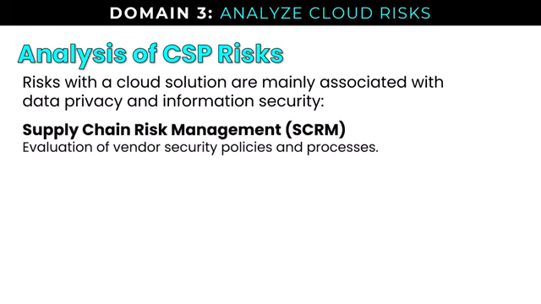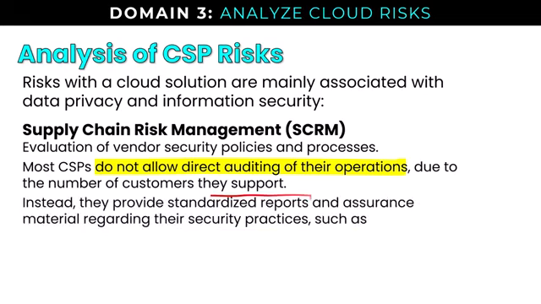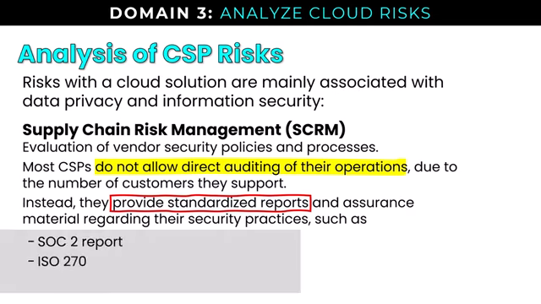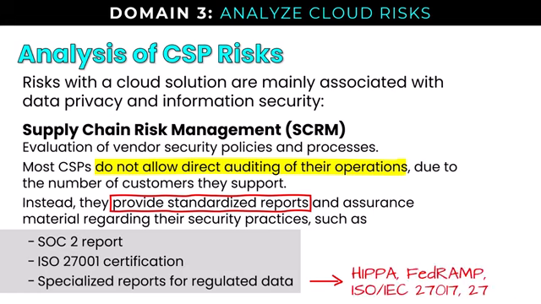Supply chain risk management, so evaluating vendor security policies and processes. Now, most CSPs don't allow direct auditing of their operations, due in part to the sheer number of customers they support. Instead, they provide standardized reports and assurance material regarding their security practices, such as a SOC 2 report, ISO 27001 certification, and specialized reports for regulated data, like HIPAA, FedRAMP, and ISO IEC 27017 and 18. And you saw exactly how we retrieved those standardized reports in one example demonstrated earlier in this session.